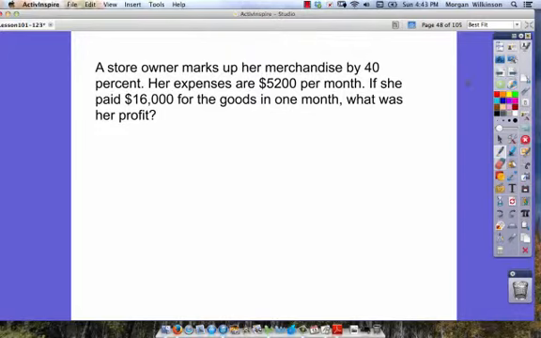The next question says, a store owner marks up her merchandise by 40%. Her expenses are $5,200 per month. If she paid $16,000 for the goods in 1 month, what was her profit? Well, when we look at this, what we need to know is profit. And profit is always going to be equal to the amount you make, or amount made, minus the amount spent.